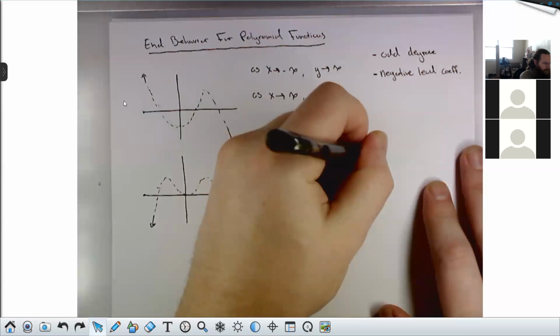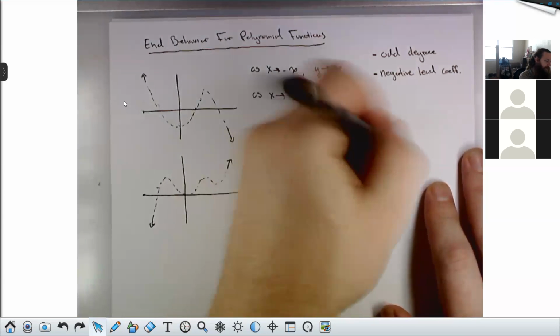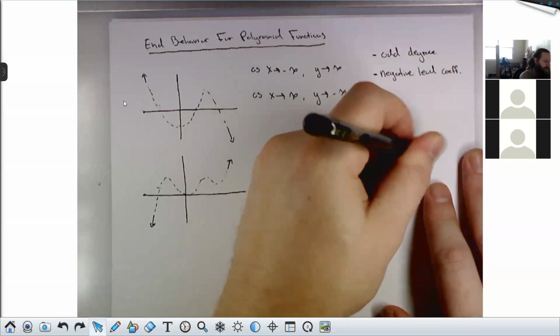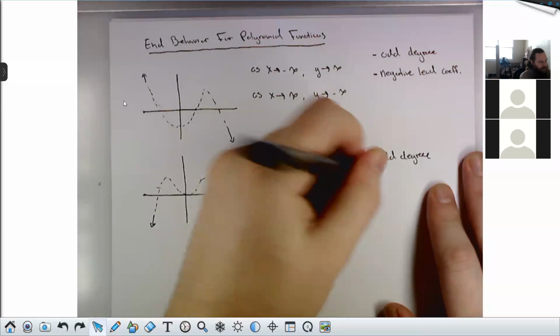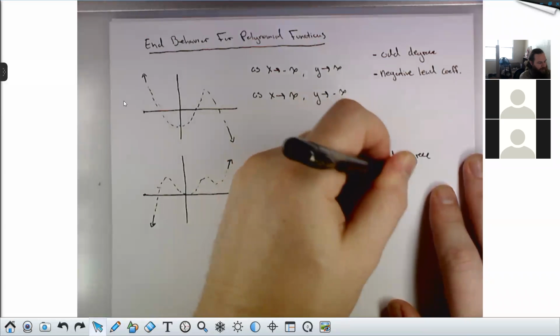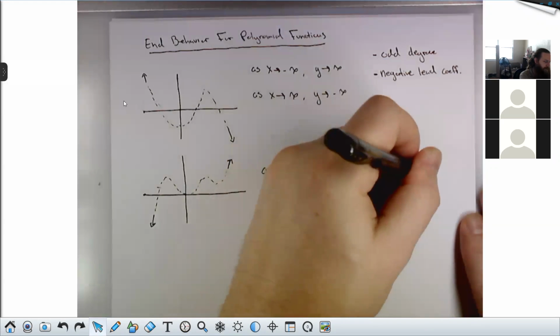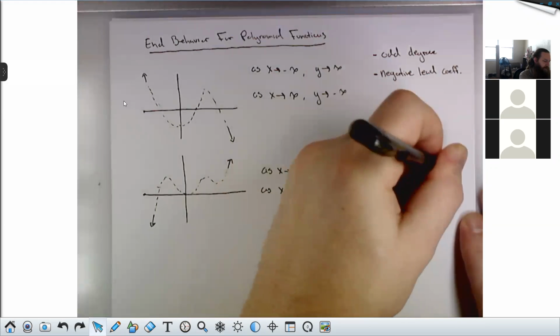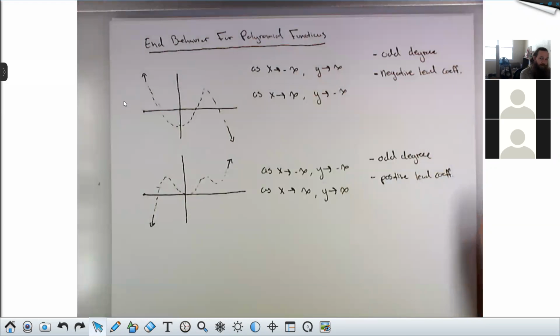This happens for any polynomial of odd degree and positive lead coefficient. So you notice it really is the same rules that we had for power functions. For a power function, we just had odd power, negative coefficient, odd power, positive coefficient. So what we're doing is we're saying that the lead term, the highest power term, is the one that determines the end behavior.